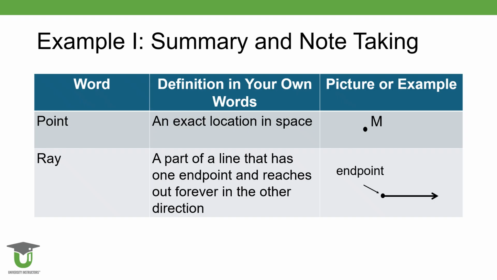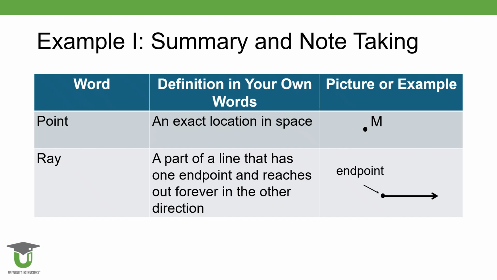The first column contains the word itself, which helps students clearly identify the term they are learning. The second column asks students to write the definition in their own words, which encourages comprehension and ensures they are processing the concept rather than just memorizing a dictionary definition. The third column provides space for a picture or example, which reinforces understanding through a visual representation or a real-world connection.